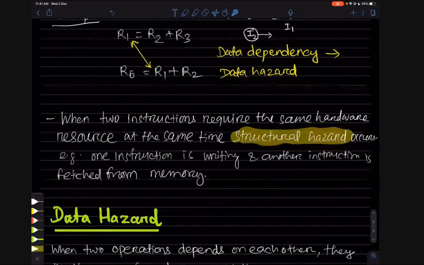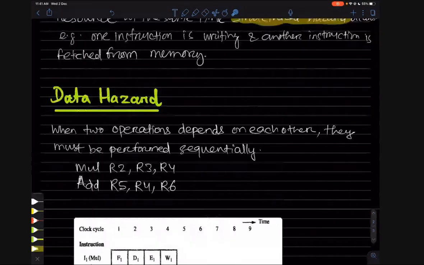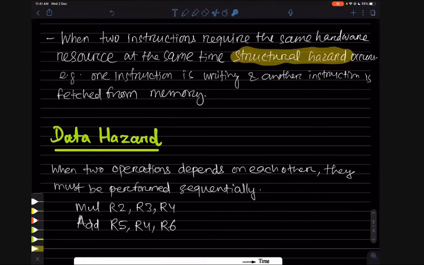Done. So next is data hazard. We will read a little bit more. We have already seen what a data hazard is. Suppose the example is R2 and R3 are multiplied and stored in R4. Then R5 and R4 are added and stored in R6. There is a dependency between this R4 and R4. R4 will be written first, then only the addition operation will proceed further.